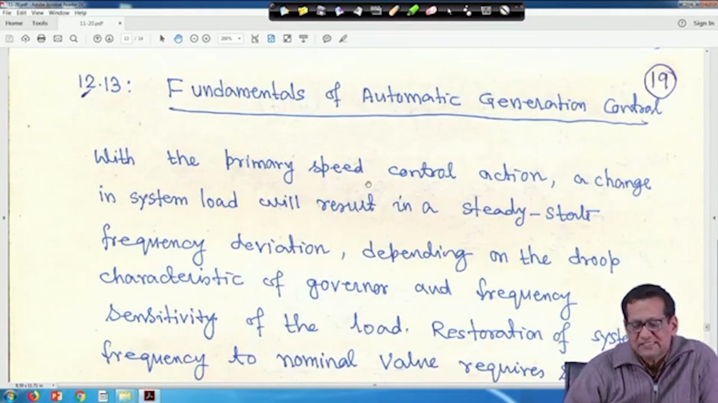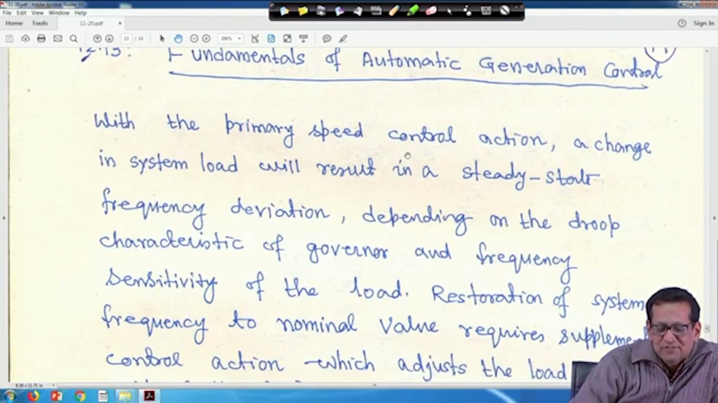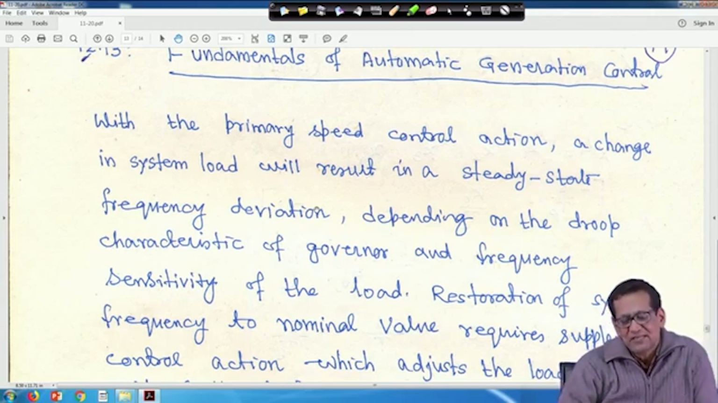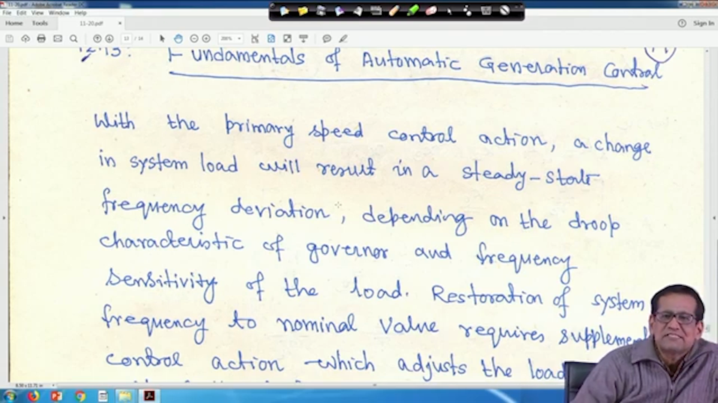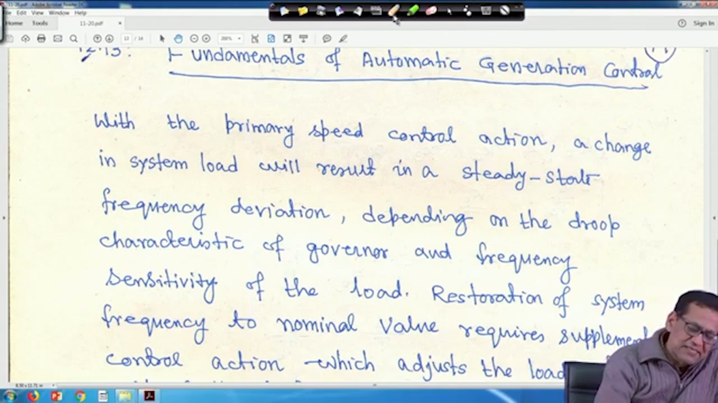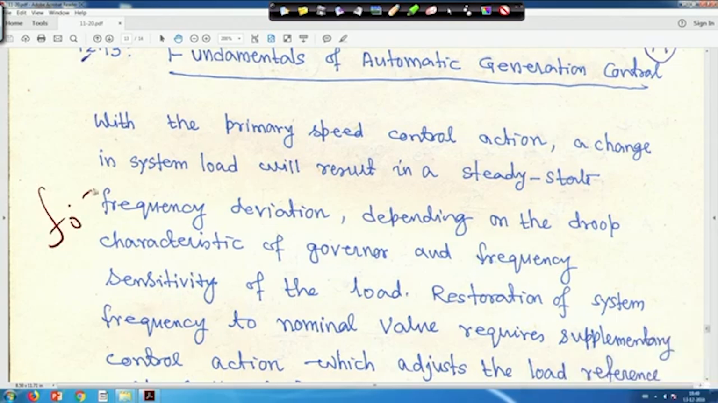So next is the fundamentals of automatic generation control. With the primary speed control action, a change in system load will result in a steady state frequency deviation. That means if the primary speed control is there, that is the governor loop parameter R, then for a step load disturbance there will be a frequency deviation. Suppose initially it was operating at f0 equal to say 50 hertz. After load disturbance it is not making the deviation 0, it is showing some value, say delta f equal to minus 0.01 hertz.